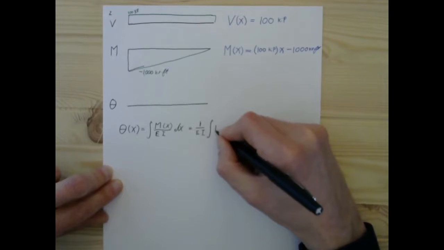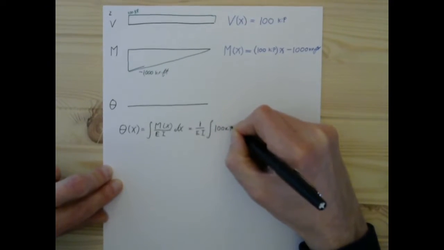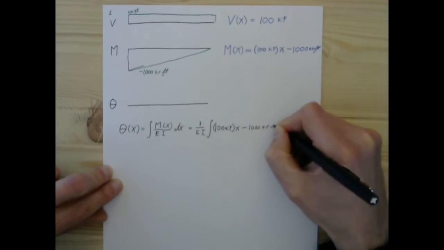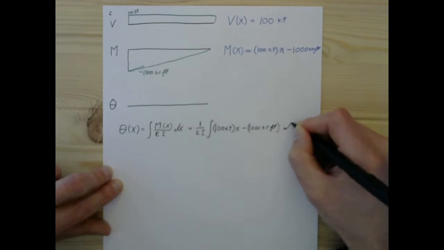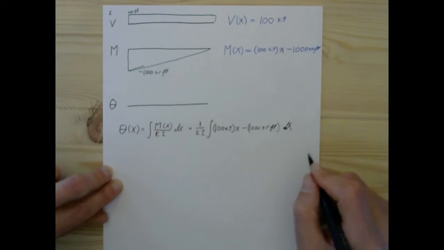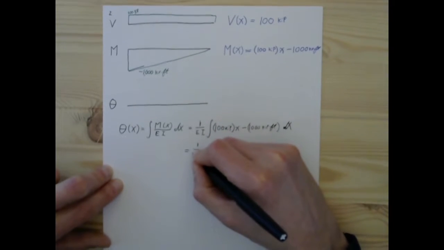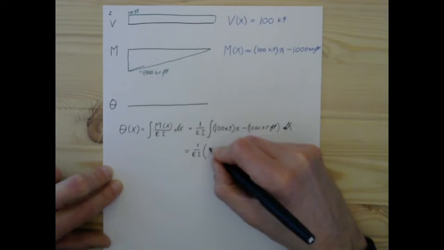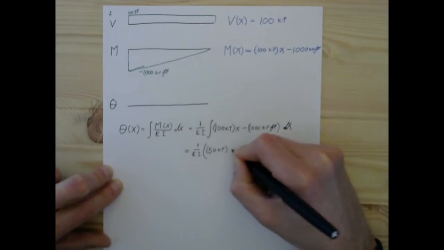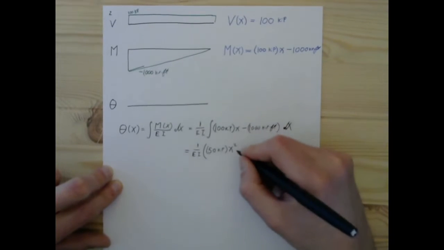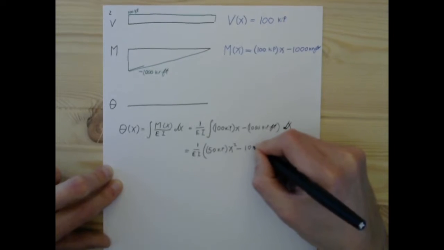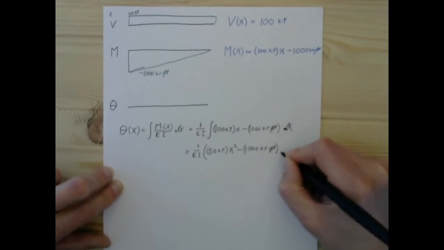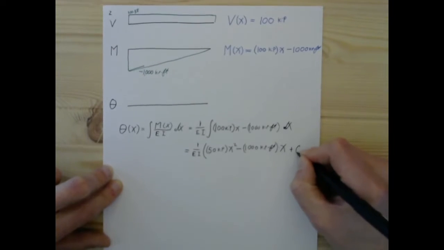It's the integral of 100 kips times x minus 1,000 kip feet dx, which is going to become, leaving the second moment and the Young's modulus outside, 50 kips x squared minus 1,000 kip feet times x plus some constant of integration C1.